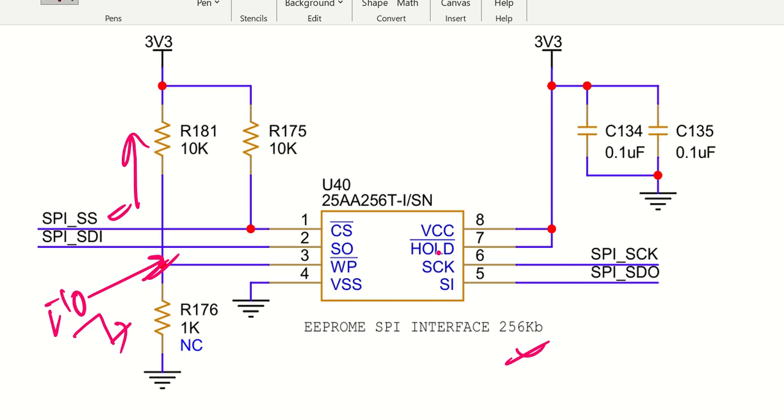and then we have SPI SDI data input and SDO data output, and we have the SPI clock pin. And this is the power supply for the functionality, which is VCC, and hold is disabled as well. Okay.